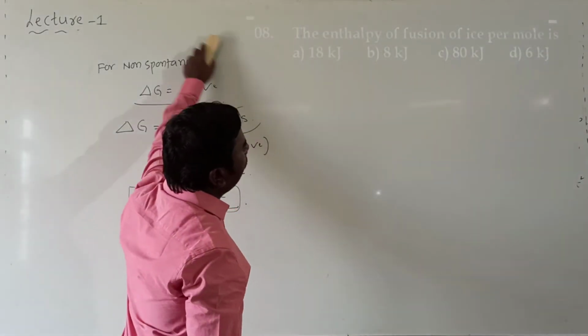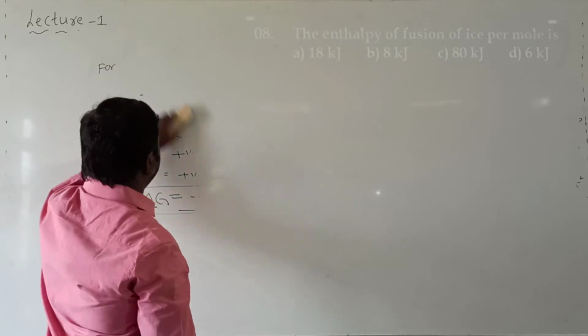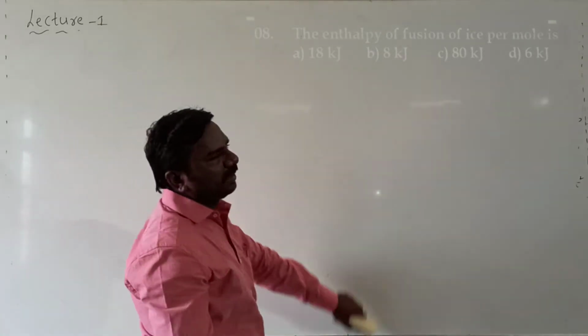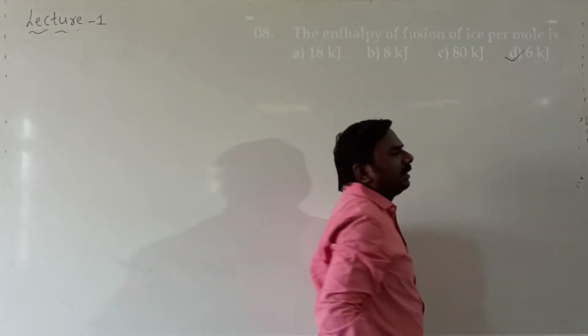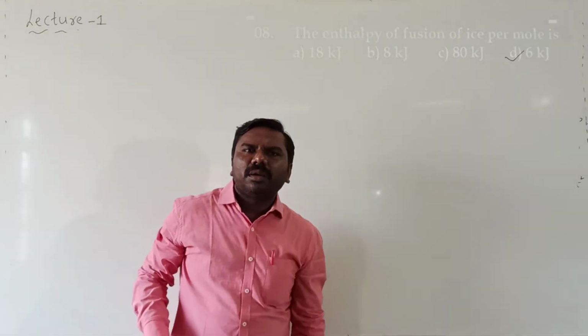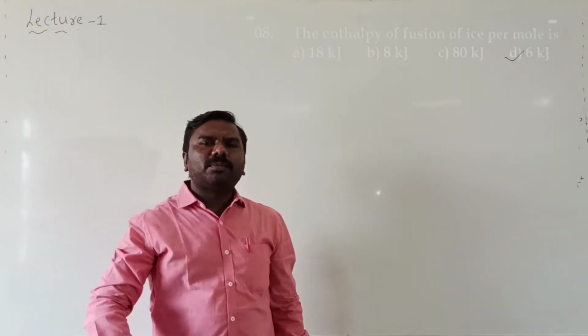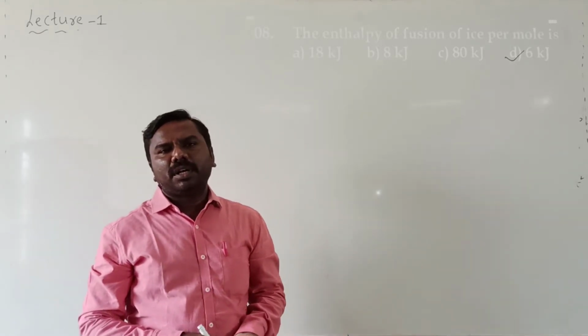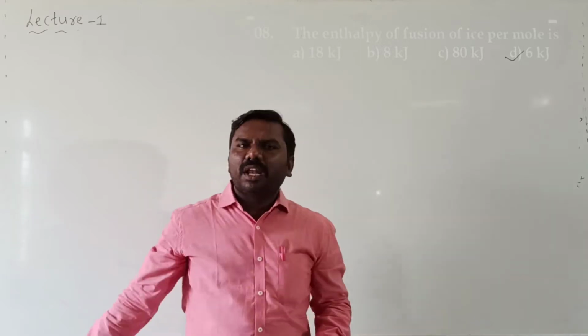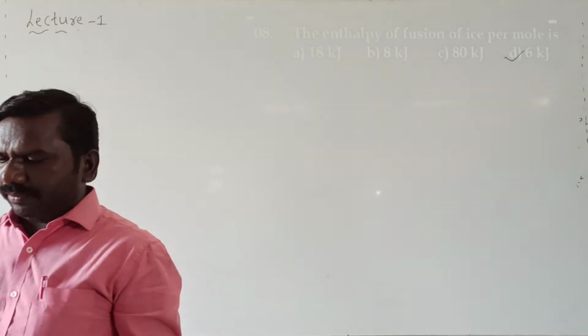The enthalpy of fusion of ice per mole is theoretical; you have to remember that it is 6 kilojoule per mole. Enthalpy of fusion means the amount of enthalpy change when solid ice is converted into liquid. That is called enthalpy of fusion. Next bit.